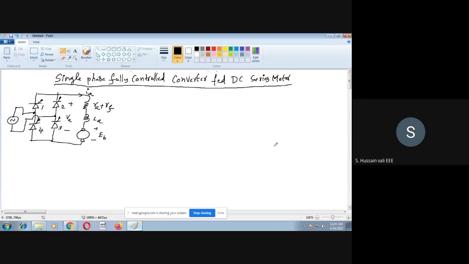Now, the circuit diagram I have drawn here: the supply voltage is Vs, and you have four thyristors, 1, 2, 3, 4. That makes a single phase full converter, and that is going to the series motor with the resistance, just like I showed in the previous class. For the semi converter, the same kind of resistance I have shown here. Then we will go for the analysis.